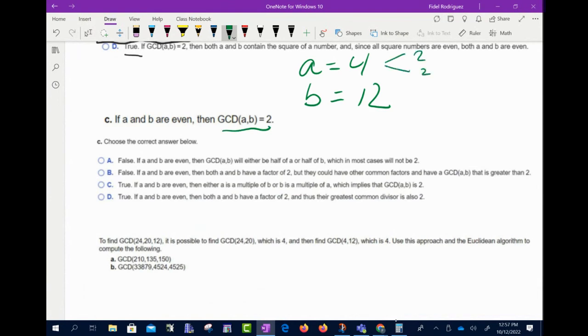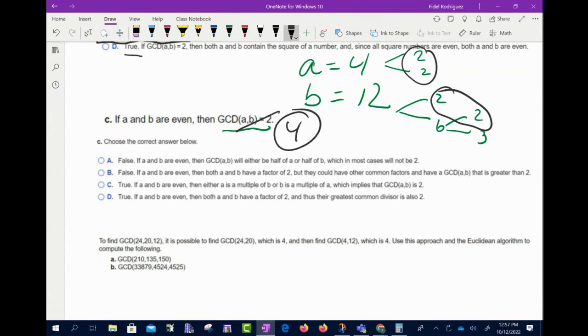Well, remember, I can break that down into 2 and 2. We can break that down into 2 and 6, and that's 2 and 3. And oops, what do they both have in common? They both actually have two 2s, so their greatest common divisor would be 4. So this is going to be false. Now I want to know, why is it false? I got 2 choices here.